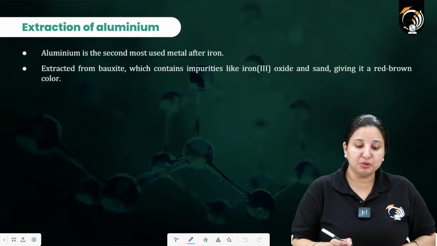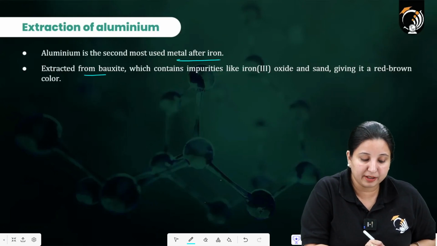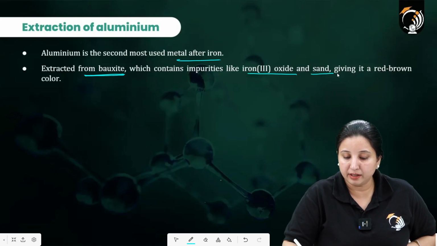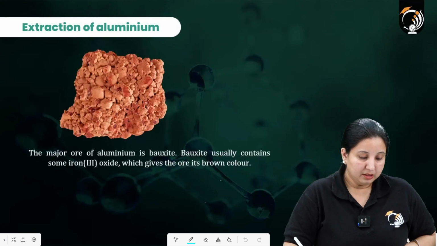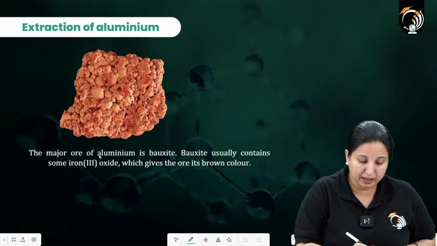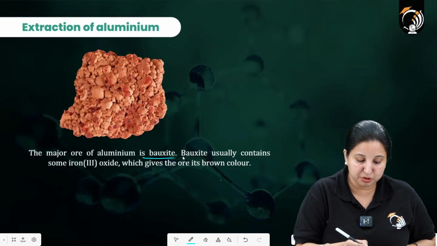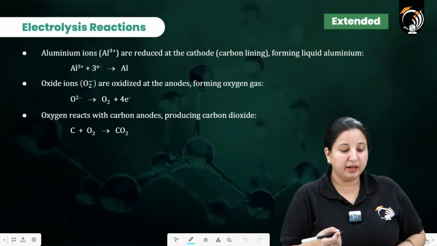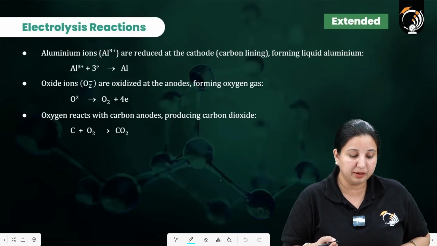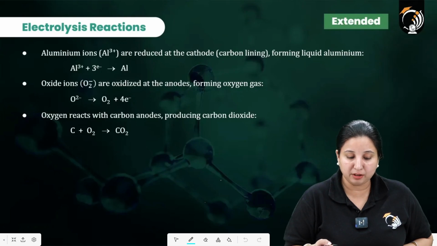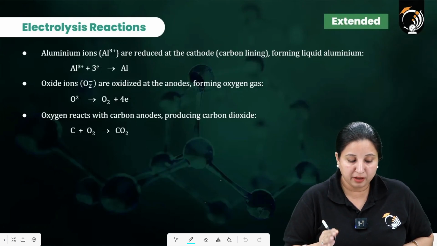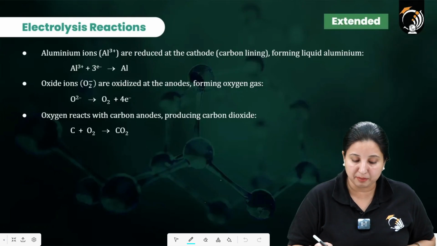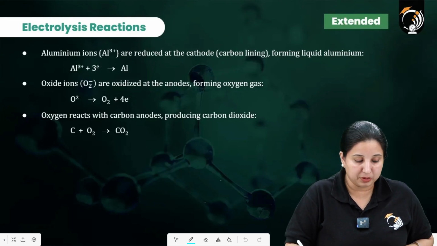Aluminium is the second most used metal after iron. It is extracted from bauxite, which contains impurities like iron oxide and sand, giving it a red-brown color. The major ore of aluminium is bauxite, which usually contains iron oxide. That is why its color is brown. The electrolysis method is used for aluminium. Aluminium ions are reduced at the cathode, forming liquid aluminium. Then oxide ions are oxidized at the anodes, forming oxygen gas. Finally, oxygen reacts with the carbon anodes, producing carbon dioxide.